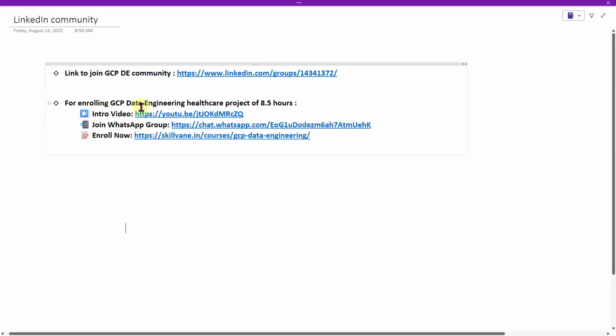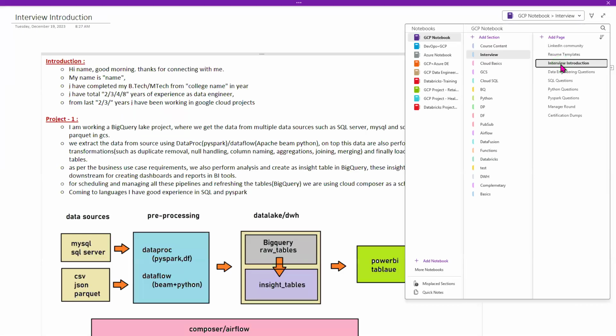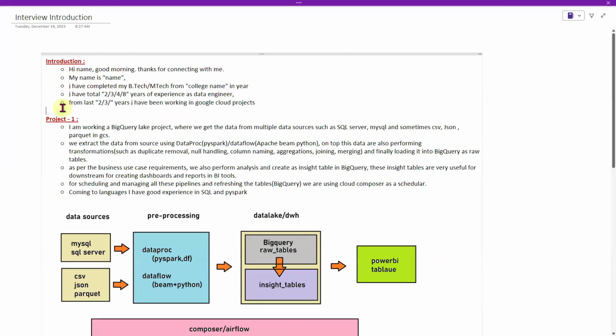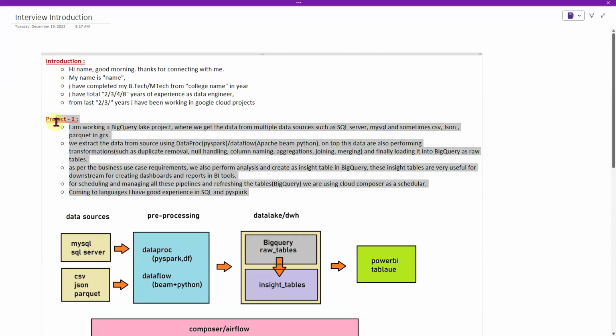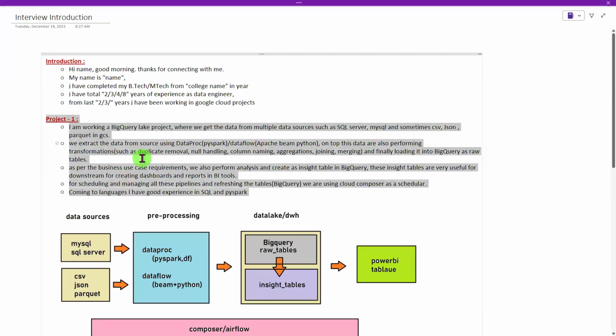So we have a LinkedIn community also where you can join this particular course. And I'm providing you the resume templates also. Where you wanted to go for a job and wanted sample resumes to create yours, you have it here, attach it to this notebook. And when you're going for an interview, sir, I'm not sure how to tell my introduction, I'm not sure how to explain my project practically, what is the project architecture, you can explain it from here.